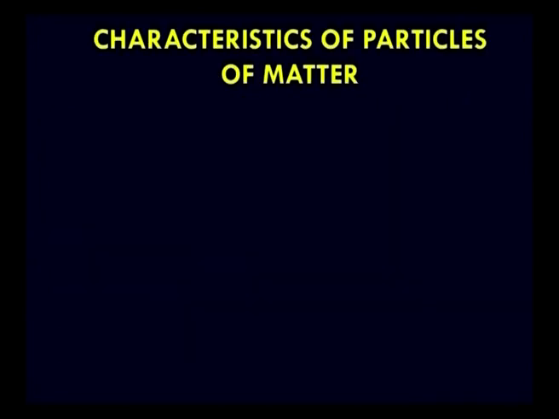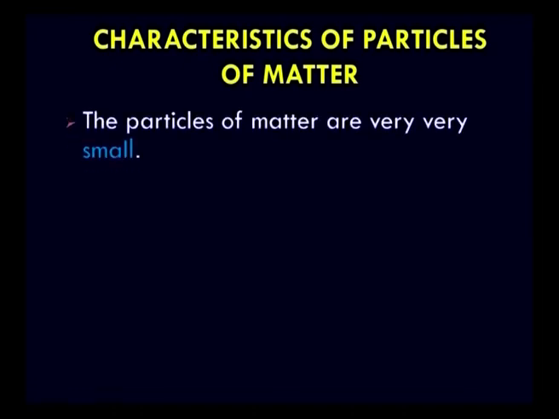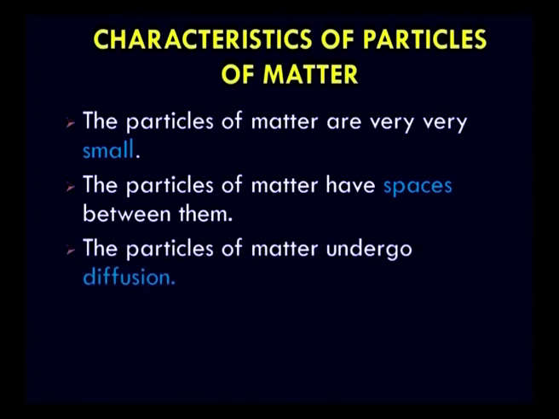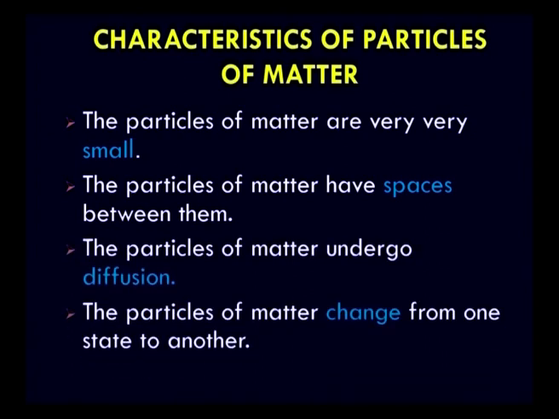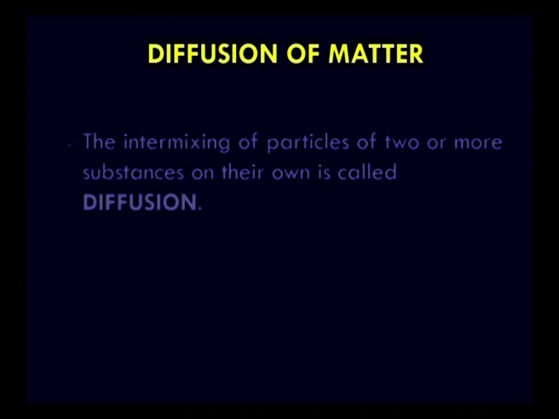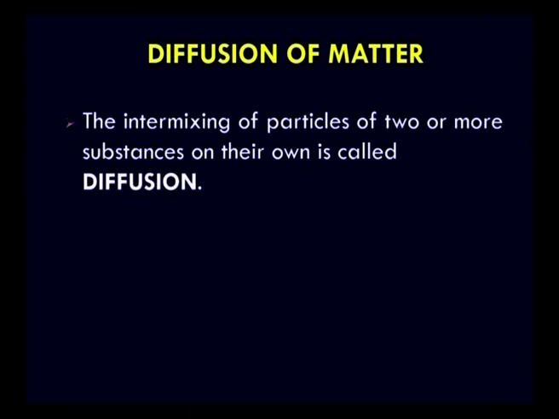Now, let us discuss the characteristics of particles of matter. The particles of matter are very, very small. The particles of matter have space between them. The particles of matter undergo diffusion. The particles of matter change from one state to another state. Let us discuss the diffusion of matter. The intermixing of particles of two or more substances on their own is called diffusion.